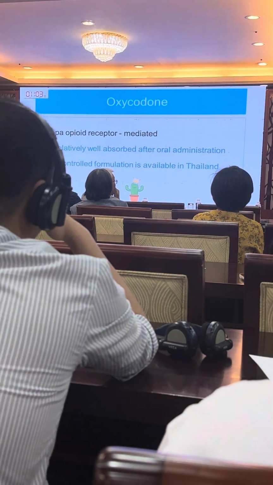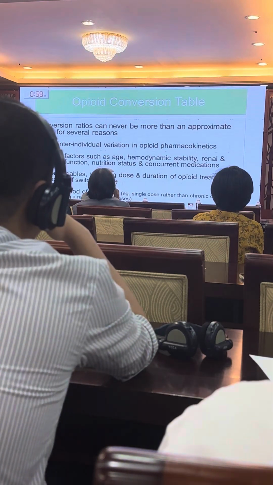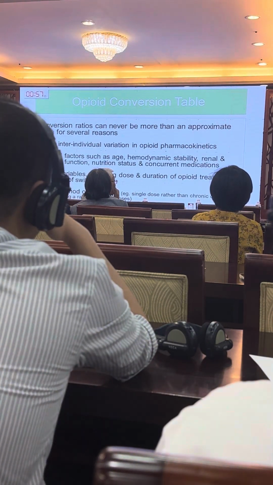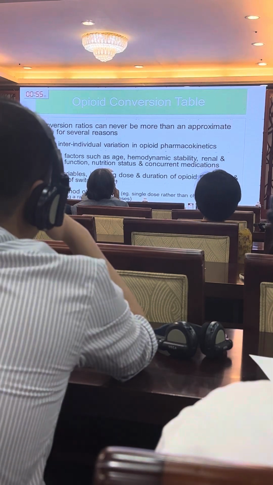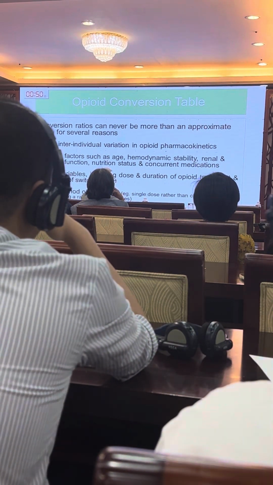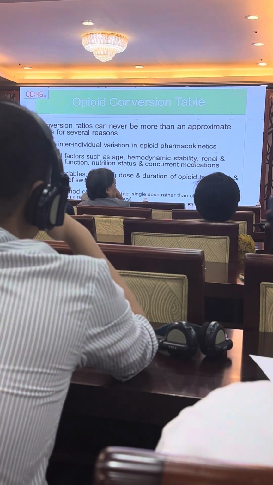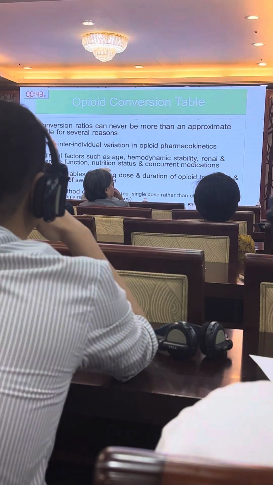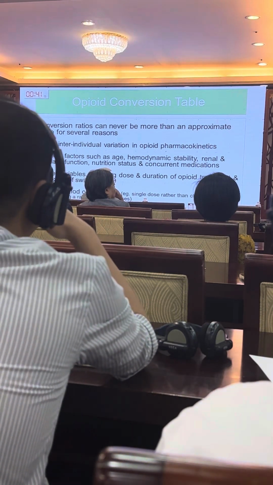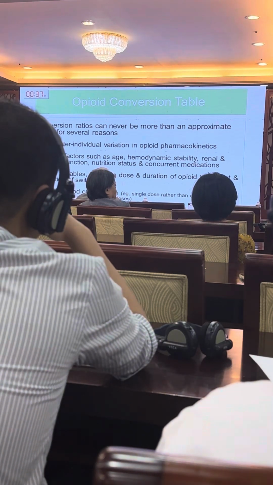Oxycodone is another strong opioid which acts on the kappa receptor. So now I would like to talk about the opioid conversion table, in case you might have to do opioid rotation or opioid switching. The conversion ratio can never be more than an approximate guide for several reasons, because there is wide inter-individual variation in opioid pharmacokinetics and many other factors that you can read from the leaflet.